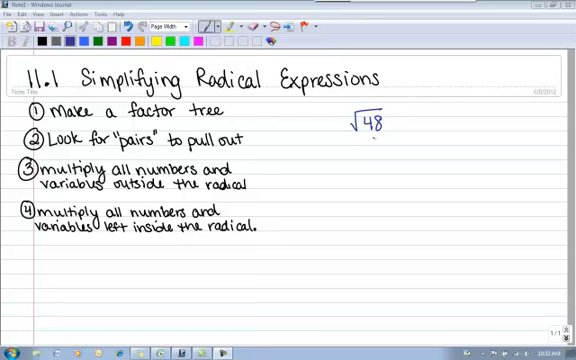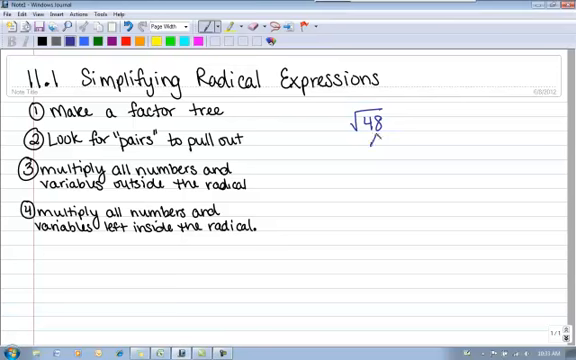Next, you're going to look for pairs to pull out. Then you're going to multiply all numbers and variables outside the radical. And lastly, you're going to multiply all numbers and variables left inside the radical. So we'll start with some level 1 problems, the easier simplifying problems.